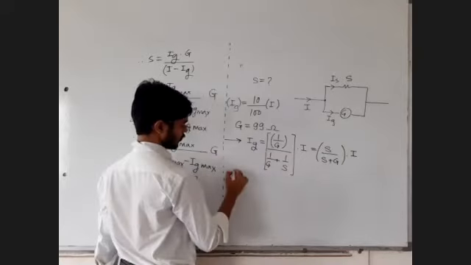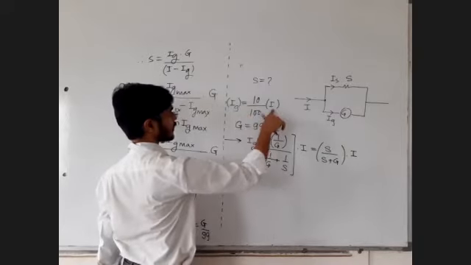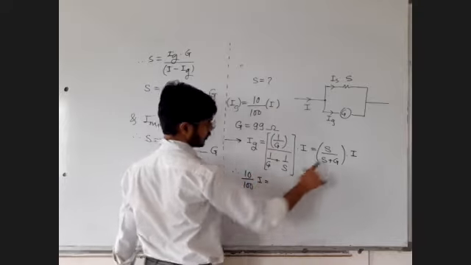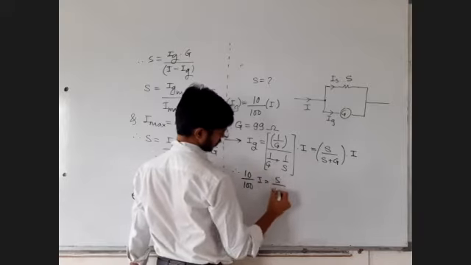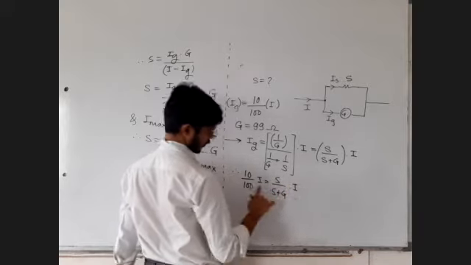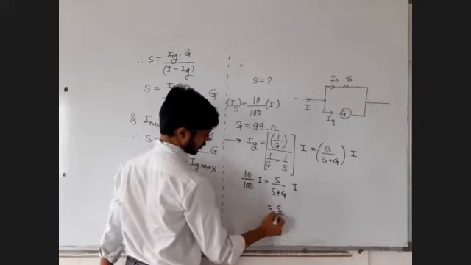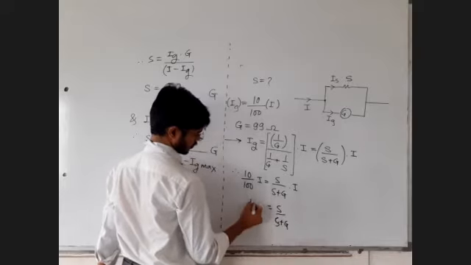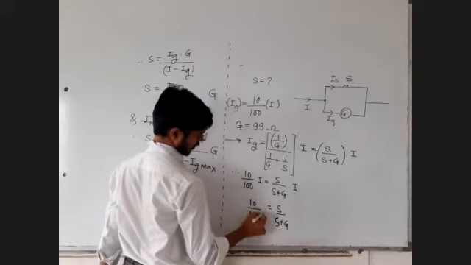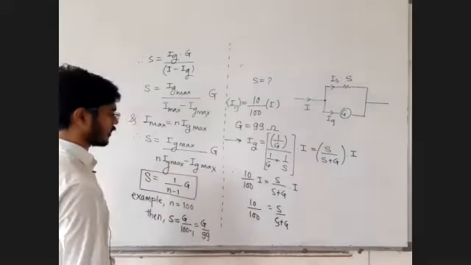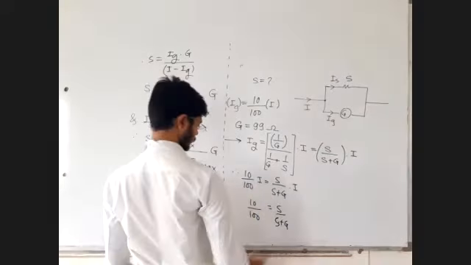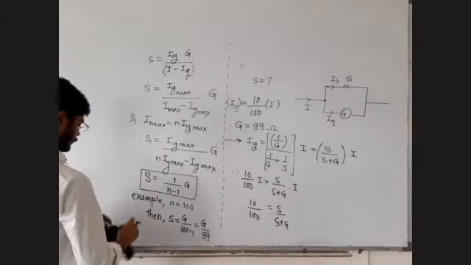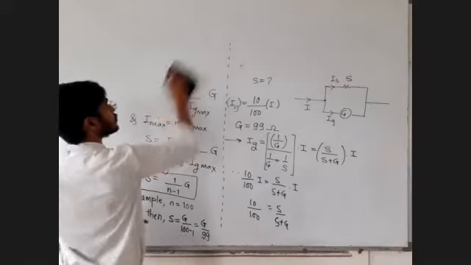Okay. Therefore, Ig किती दिलाय? 10 by 100 of I. 10 by 100 of I is equal to S upon S plus G into I. I cancel. S upon S plus G is equal to 10 by 100. Of course, you can write there 1 by 10. Let me do it here. Tell me what is the answer.